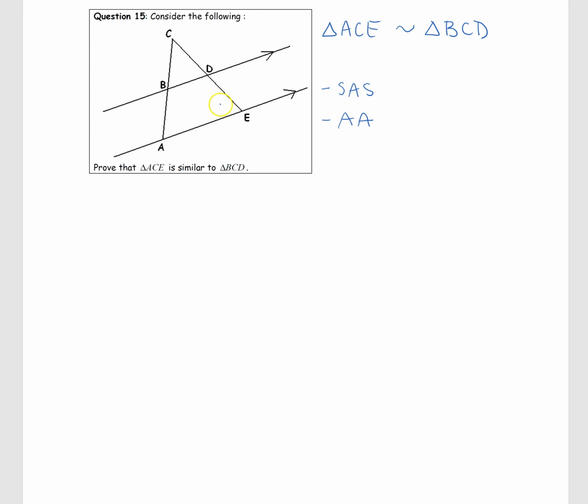We can see that looking at this diagram, we haven't been given any information about the side lengths. So the one we want to use in this case is the angle angle rule. And so we can see looking at these triangles that this angle C is actually shared between the two triangles as they've been written here. And that's good. That means we have one angle that matches up. And so we want one more to match up to prove that these triangles are similar.